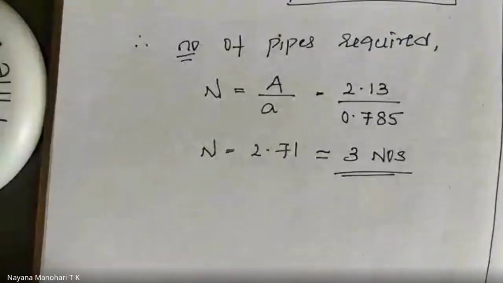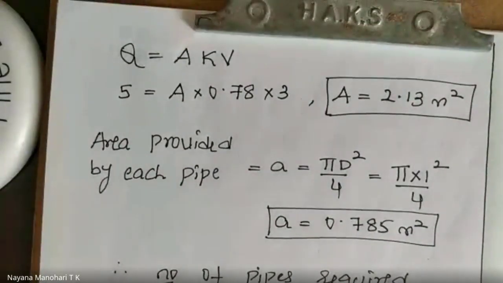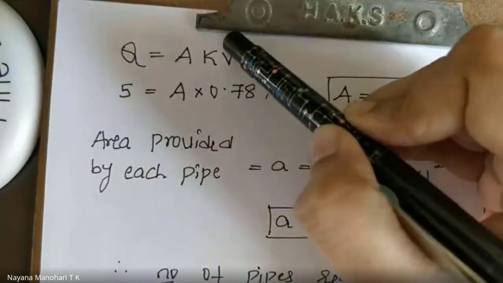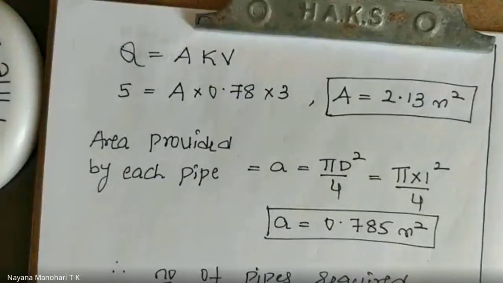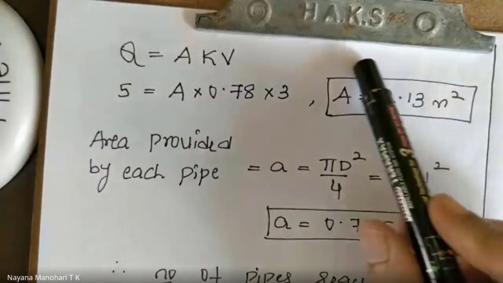Once you calculate that, go for the discharge equation, Q equals A into K into V. You know the discharge value, you know the velocity V, and the K value you have calculated, so you can calculate the area. It is the total area of that pipe. You get it as 2.13 meters square. This is your total area.